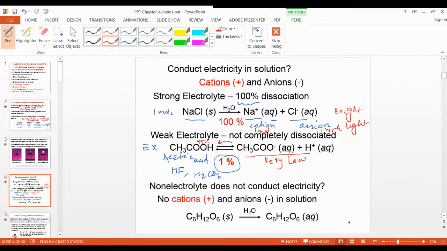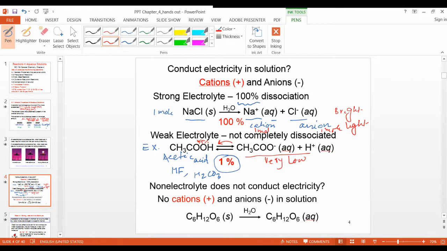The weaker the dissociation, the dimmer the light will be. How much does it dissociate? 1% only. What are the examples? We have sodium chloride. No, sodium chloride is a strong electrolyte. I am asking for a weak electrolyte example.